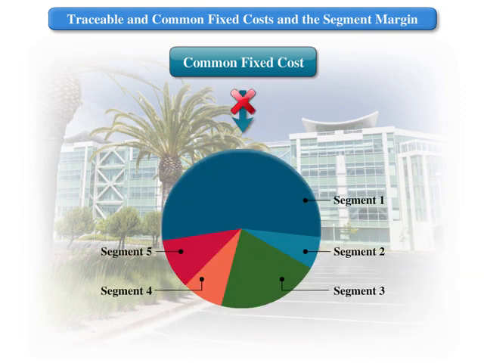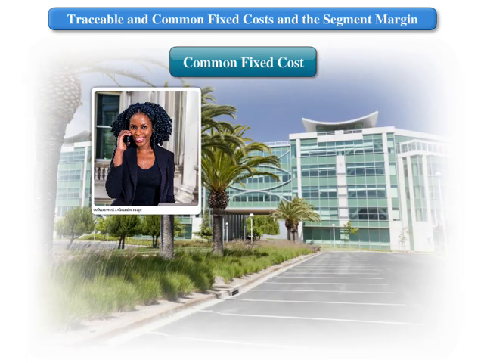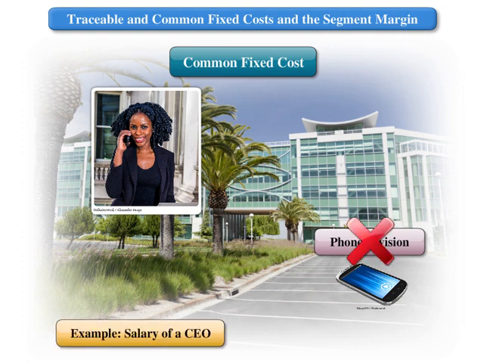On the other hand, a common fixed cost is a fixed cost that supports the operations of the company. It is not traceable to any one segment. Even if a segment were entirely eliminated, there would be no change in a true common fixed cost. An example of a common fixed cost is the salary of a CEO.